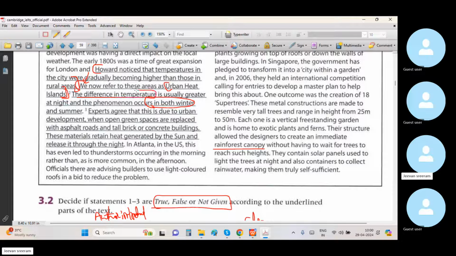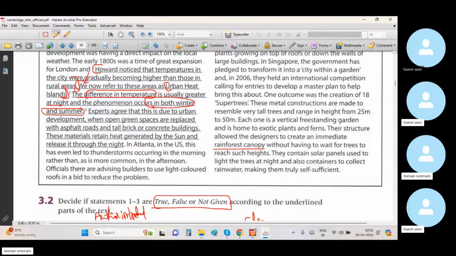What temperature difference is he actually talking about? The temperature difference you can see between rural and urban areas. It's actually more at night. And the phenomenon occurs in both the winter season and summer, sir. Both summer and winter.